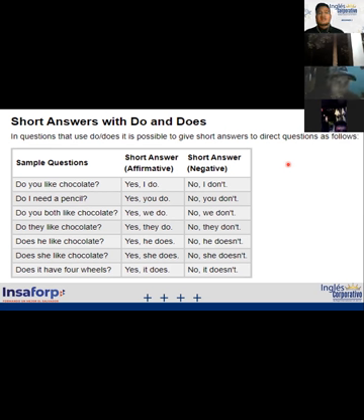So, here, guys, we have a chart giving you some examples or some common questions that we use in our daily basis. Estas preguntas las utilizamos, like in common situations, like, do you like chocolate? Yes, I do. No, I don't. Do I need a pencil? Yes, you do. No, you don't. Quiero que se fijen en algo. I want you to verify it in this part.